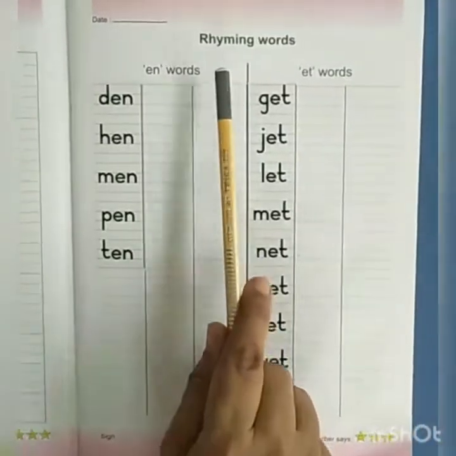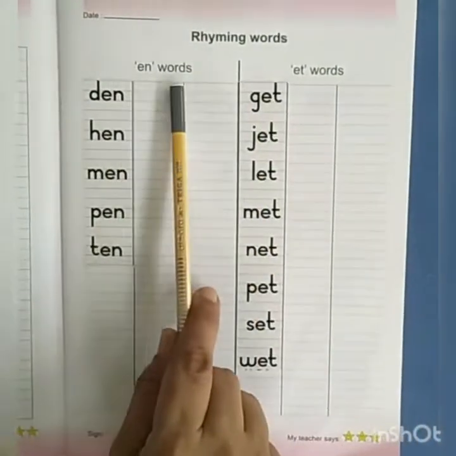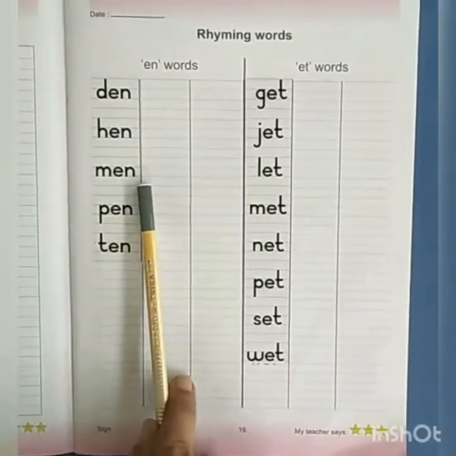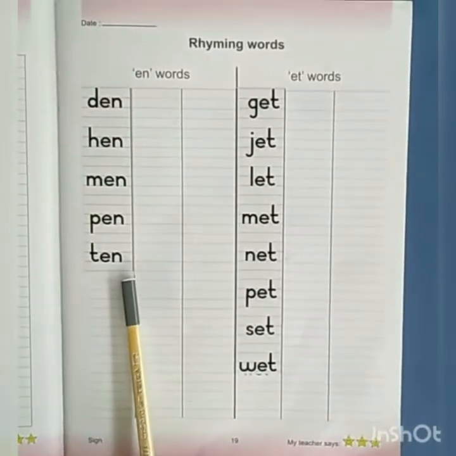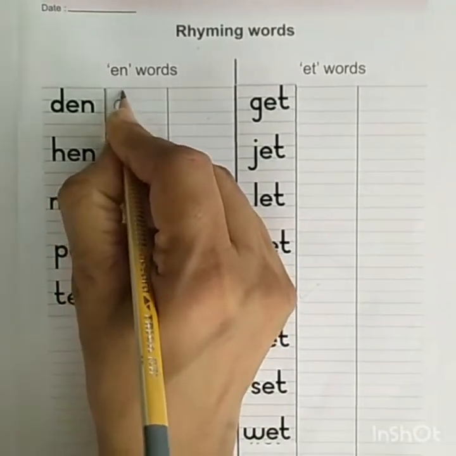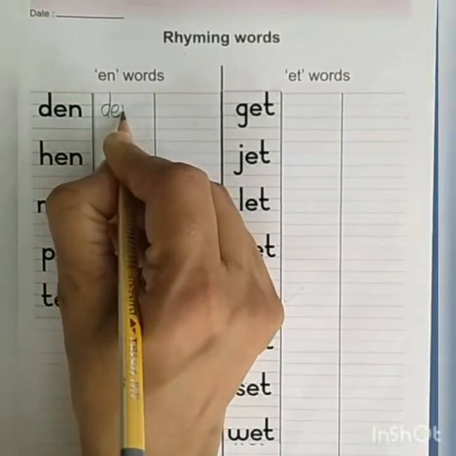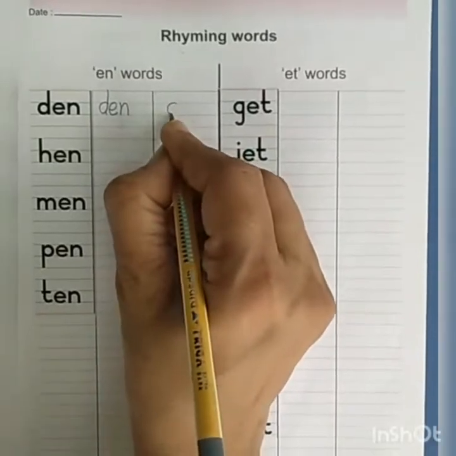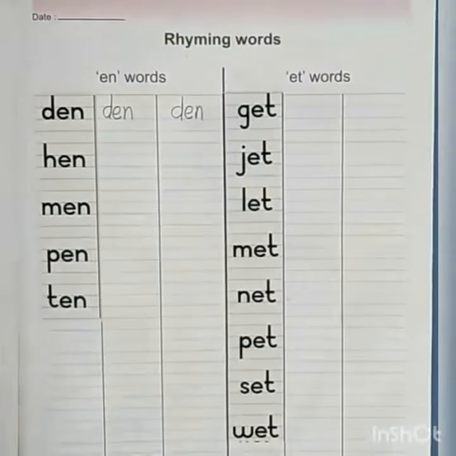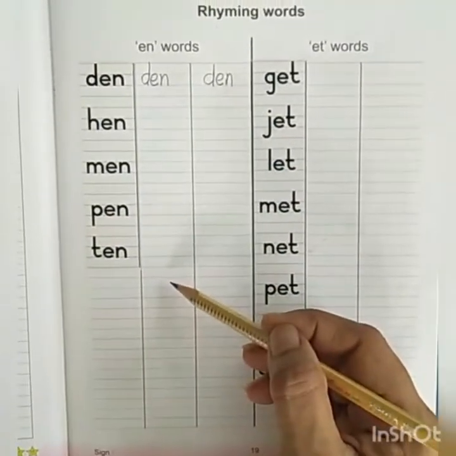Now on the next page, rhyming words are given. E and rhyming words. DEN den, HEN hen, MEN men, PEN pen, TEN ten. So again, first we will write the spelling of den. D, E, N, den. One more time. D, E, N, den. In this way you have to write all the spellings.